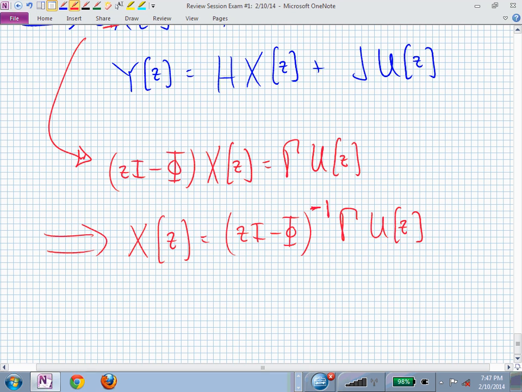But your calculators, the 89 and the Inspire, will do a symbolic inverse. If you give it zI minus phi, if zI was a 4 by 4 with z's on the diagonal, minus a 4 by 4 phi, it'll invert it. It'll get a little bit warm. It'll do some number crunching, but it'll work. Okay?